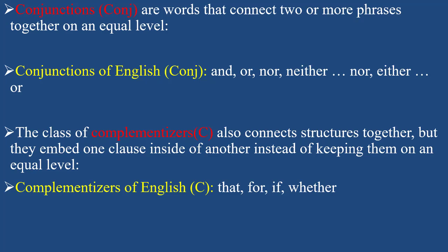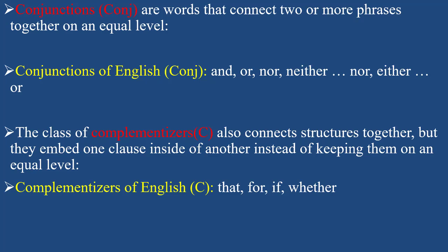Conjunctions of English, referred to as conj: and, or, nor, neither...nor, either...or. So these are conjunctions. Then we have another class, complementizers, which also connect structures together, but they embed one clause inside of another instead of keeping them on an equal level.